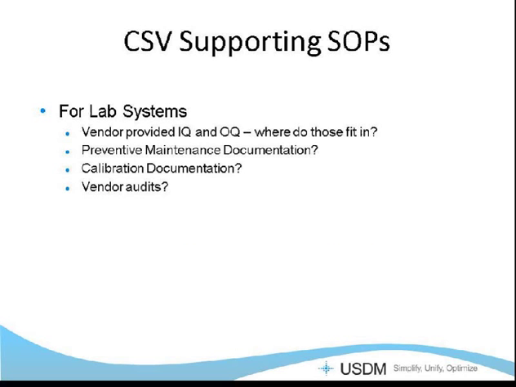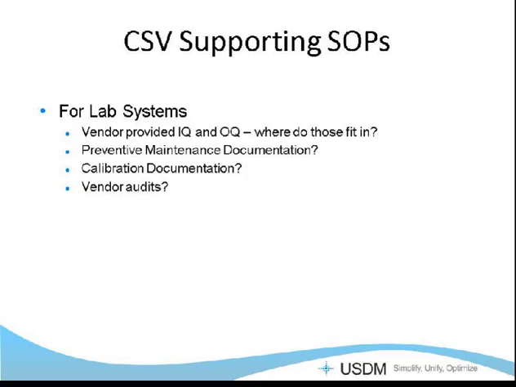For laboratory systems, we have some added documentation. We have vendor-provided IQ and OQ on equipment. We potentially have vendor-provided IQ and OQ on the software that controls that equipment. Where do those fit in here? How about preventive maintenance documentation, calibration documentation, vendor audits? We want to make the most use out of that documentation that the vendor's providing us.